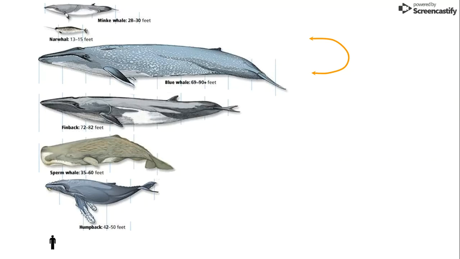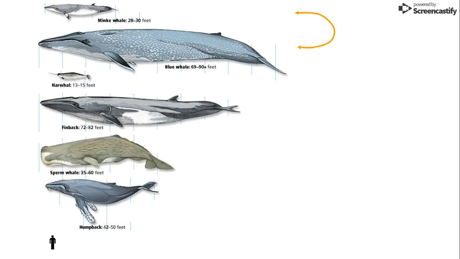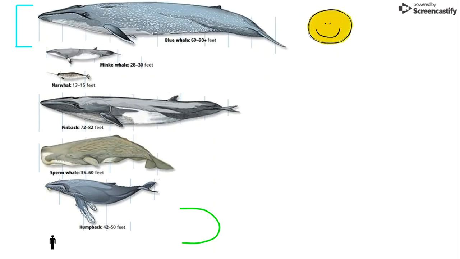When we compare the blue whale with the narwhal, we see that the blue whale is bigger than the narwhal, so we must swap these 2 elements. Next, we compare the blue whale to the minke whale. Once again, the blue whale is larger than the minke whale, so we must swap the 2 elements.